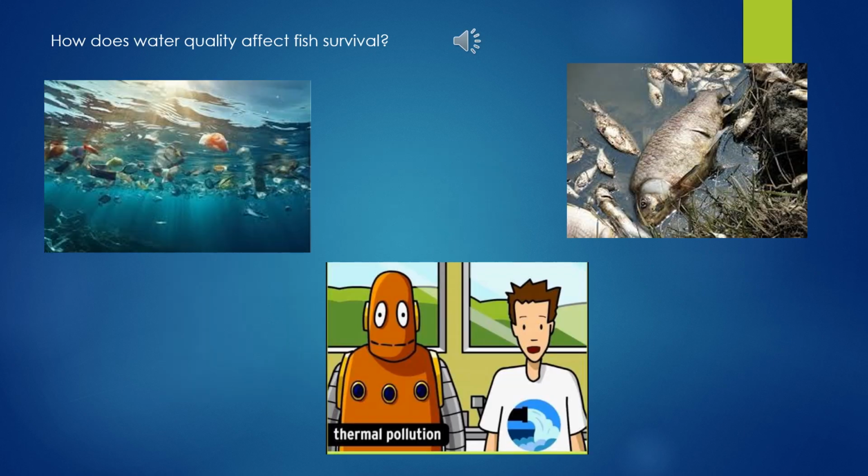How does water quality affect fish survival? Well, think about it this way. If you were a fish swimming in dirty water, it would be hard for you to breathe or to find food. Pollution can lead to diseases in fish, make it harder for them to find their homes, and even make them sick or die. Keeping our water clean is super important for all living things.